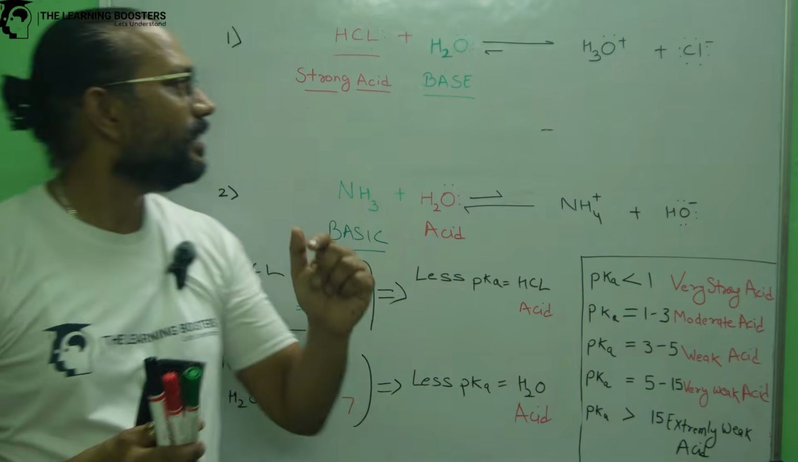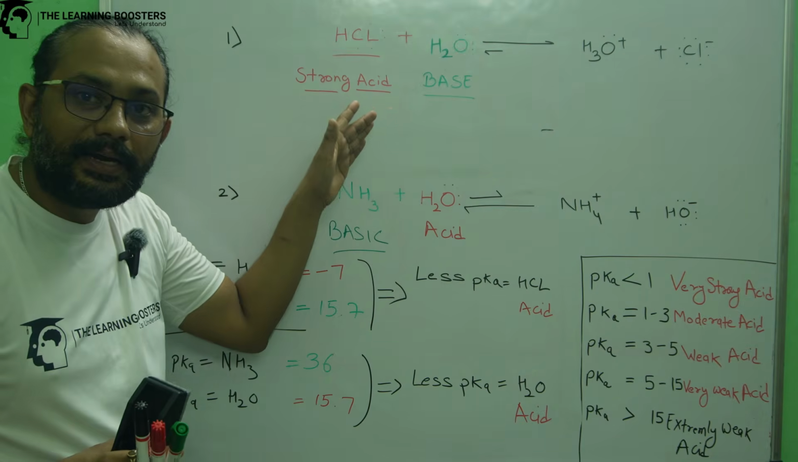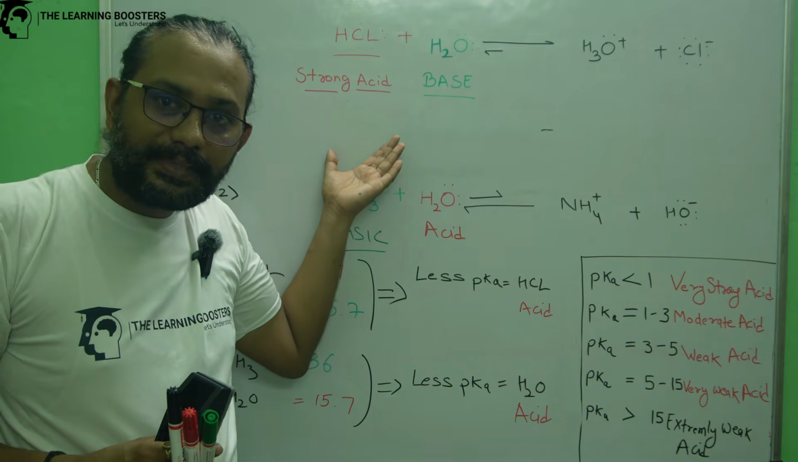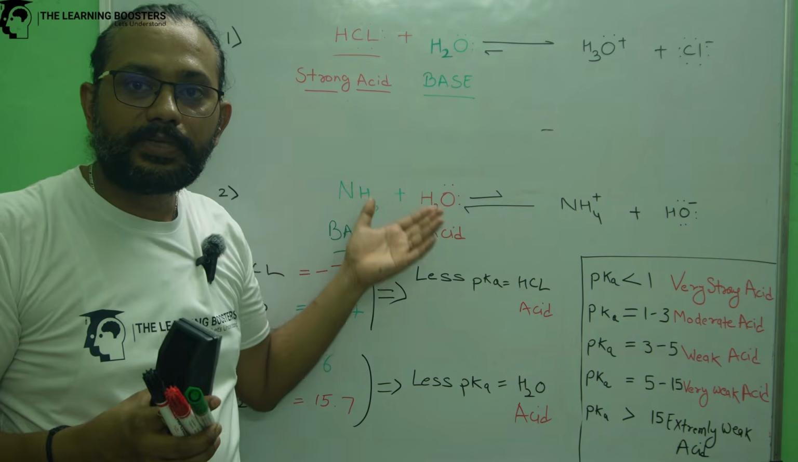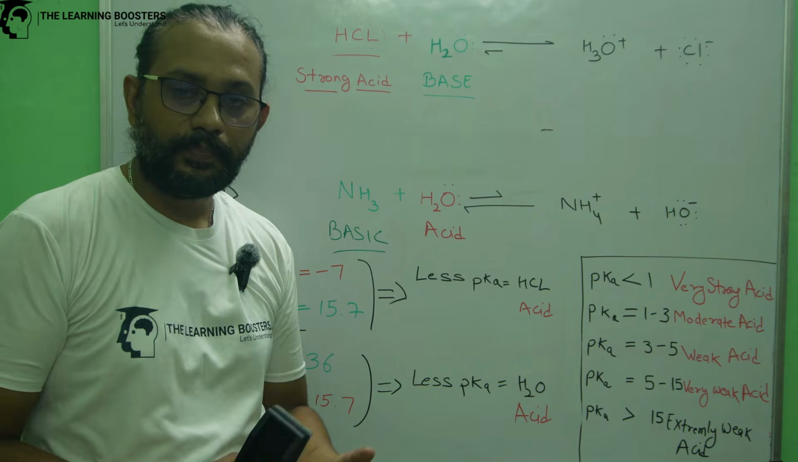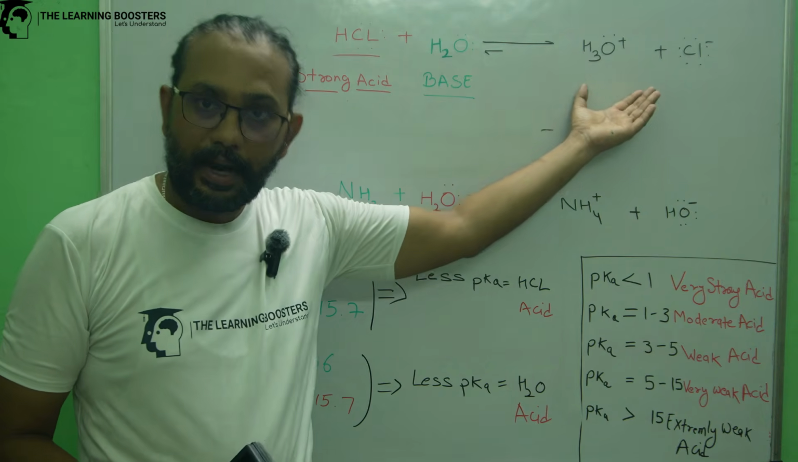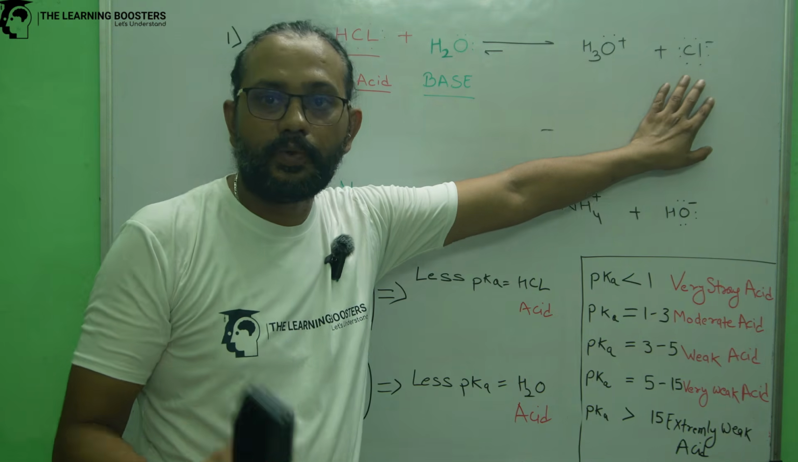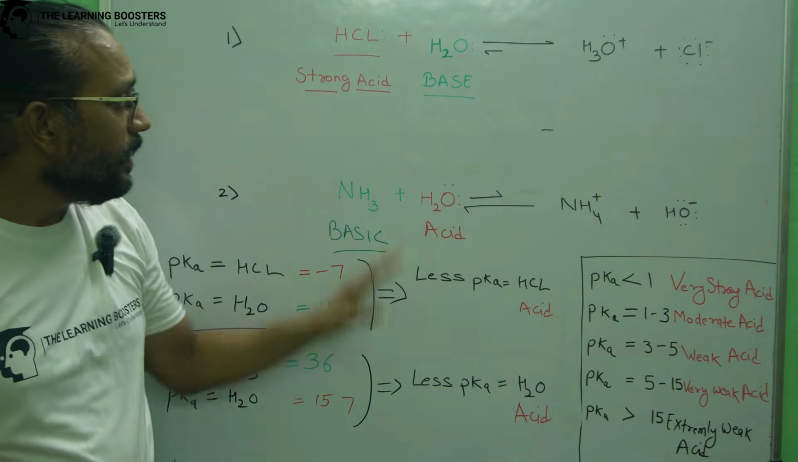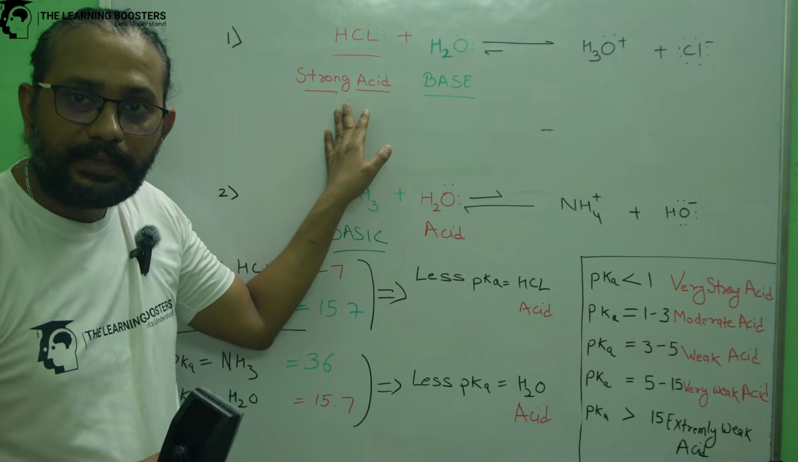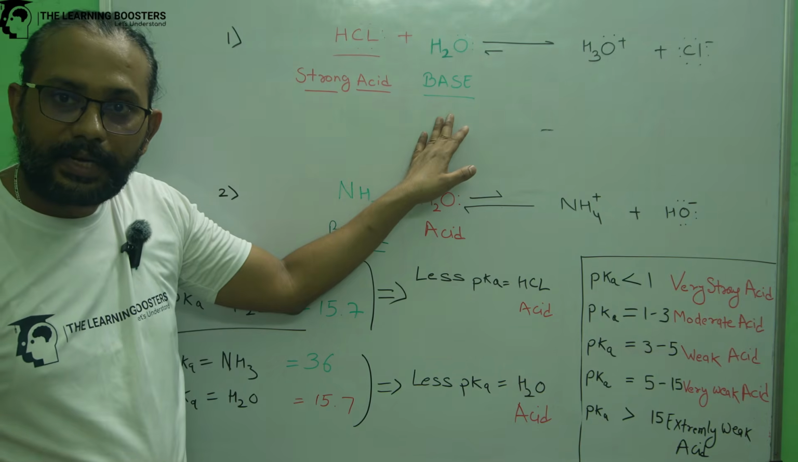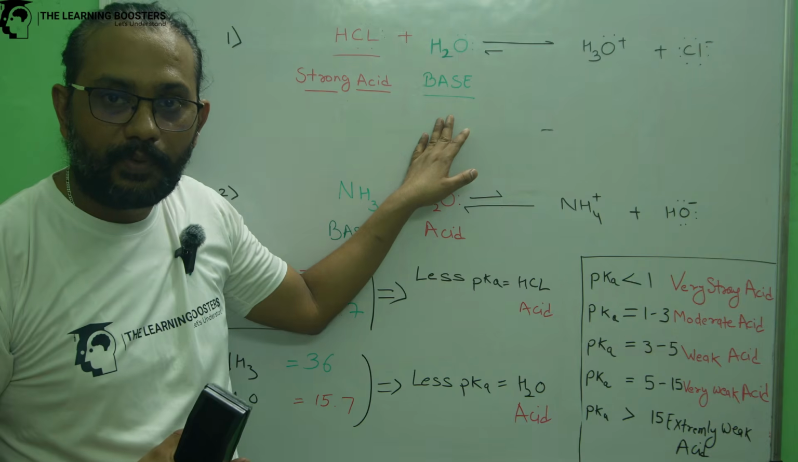Now let us see an example that we have discussed earlier, where hydrogen chloride acts as an acid, and a strong acid because it is donating a proton to the water to form a hydronium ion, and a chloride ion is also released. So here HCl acts as an acid because it's donating a proton, where the water acts as a base, which is accepting a proton.